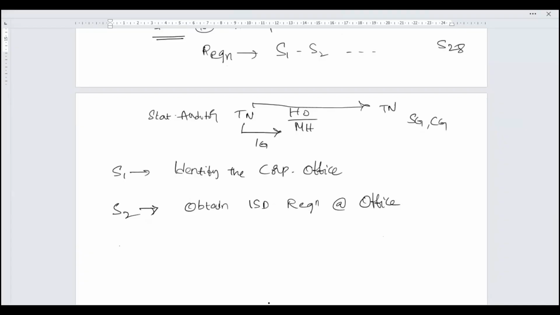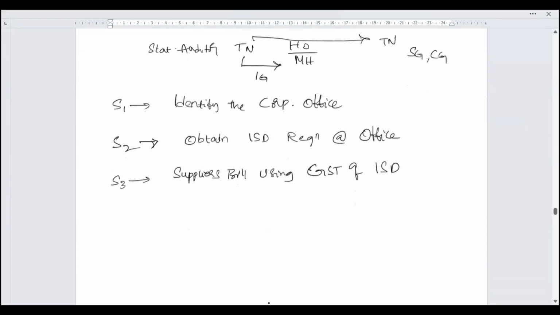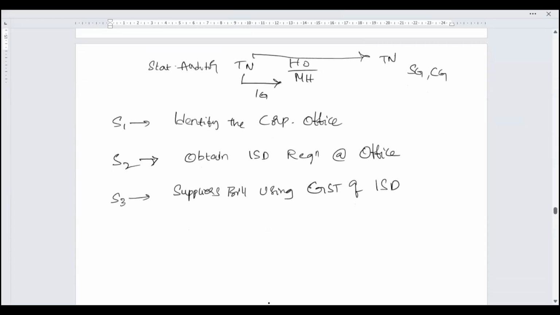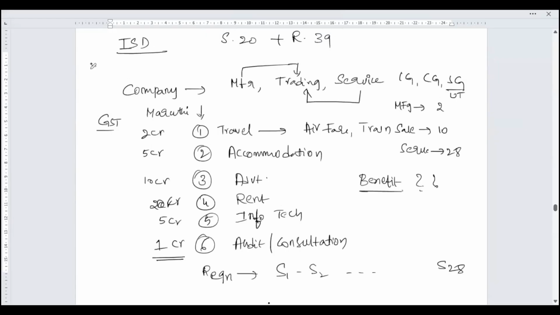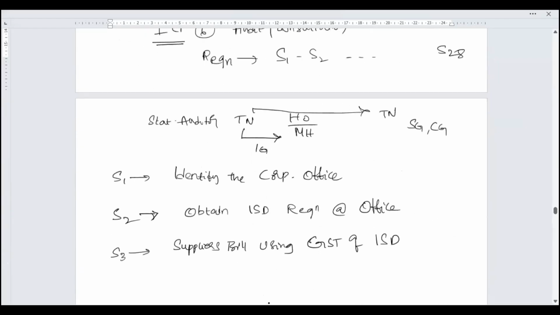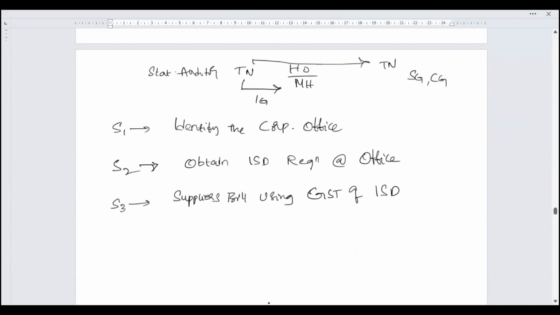Then, step 3. Let suppliers bill using GST of ISD. They say, whoever, we were talking about these examples, right? The hotel accommodation, advertisement, rent, etc. Let them bill using the GST of ISD.